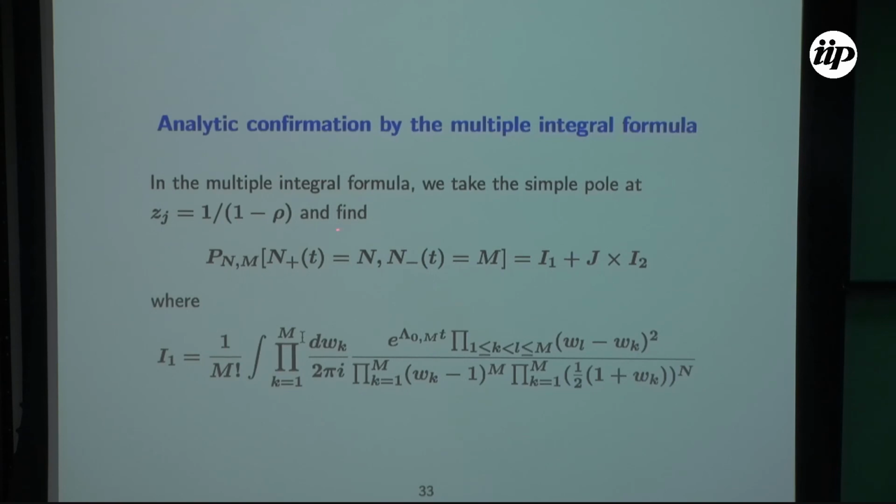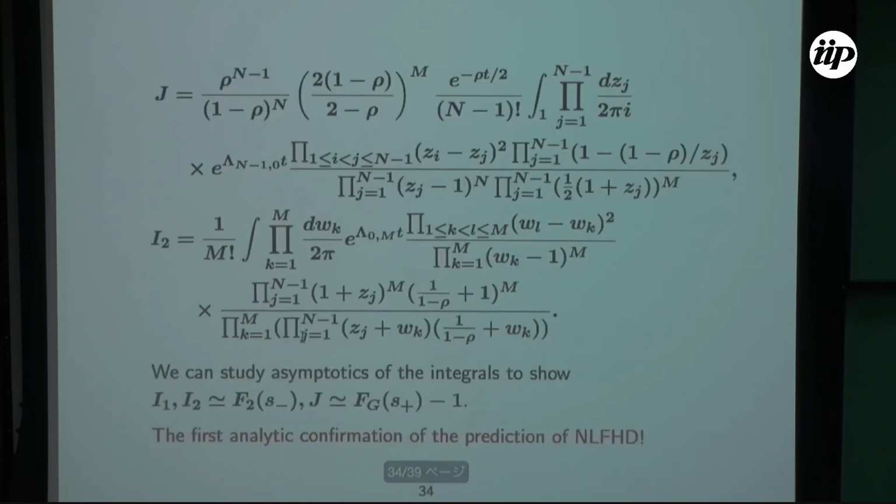Starting from the multiple integral formula for the joint distribution function, this part took some time, but at some point we noticed that maybe we should take the pole contribution first from this point. Then we could rewrite the joint distribution in this way, where I1 is given by this W multiple integral only, and J is given by this Z multiple integral, and I2 is basically a W integral, but this correlation effect comes in here.